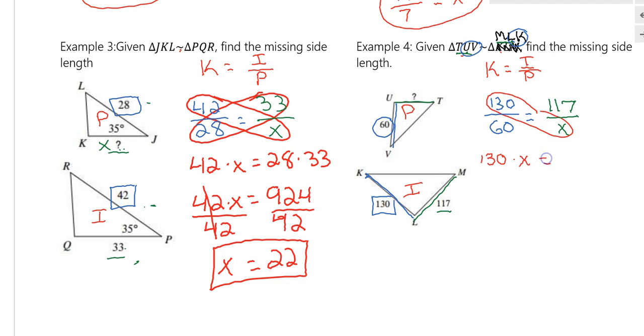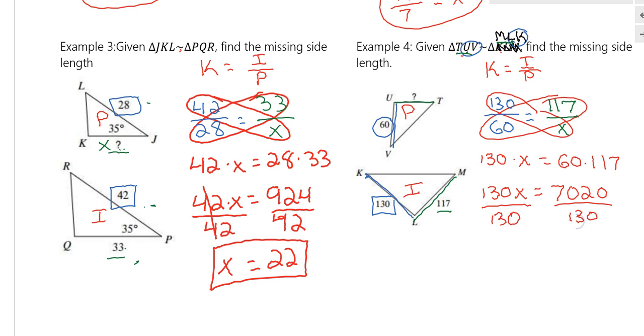Then, beautiful butterfly. 130 times X equals 60 times 117. 130 times x is 130x. 60 times 117 is 7,020. I'm going to divide both sides by 130. 7,020 divided by 130 is 54. So this missing side is 54 units long.